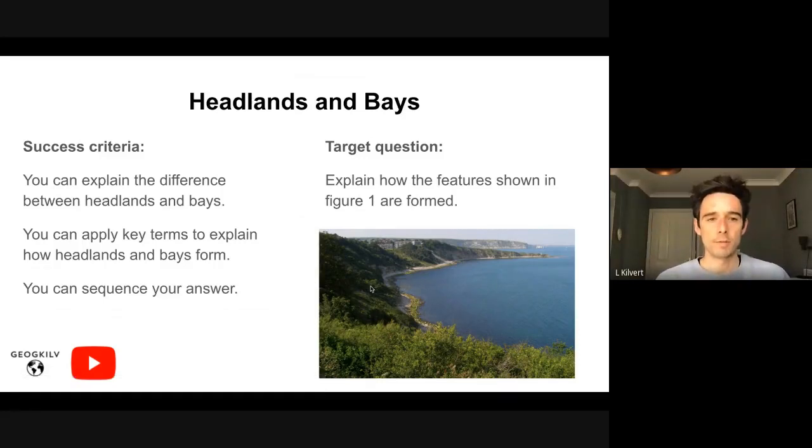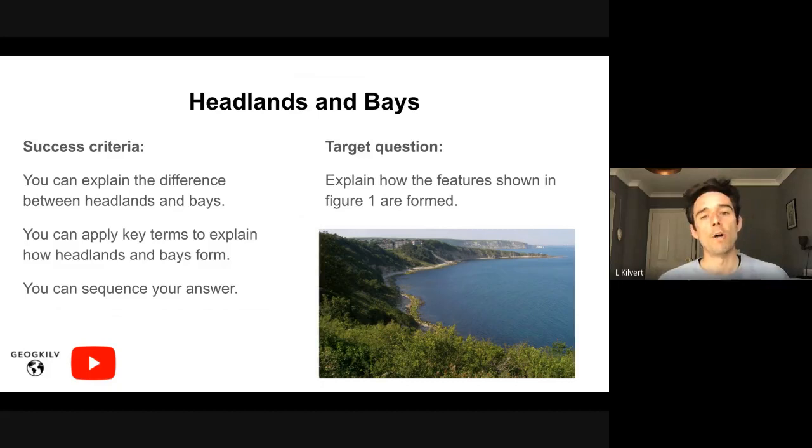So in terms of our success criteria, if I'm giving you a lesson which is looking at headlands and bays, you need to know what the difference is between the two. So the first thing we need to be able to do is to explain the difference between headlands and bays. Now, as with a lot of things in geography, one of the key things that we're going to need to make sure that we can do is to be able to apply keywords as much as we possibly can. Headlands and bays are 2 of those keywords, but there are lots of other keywords which we're also going to need to take into consideration.